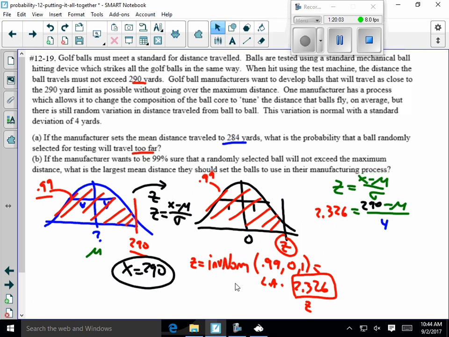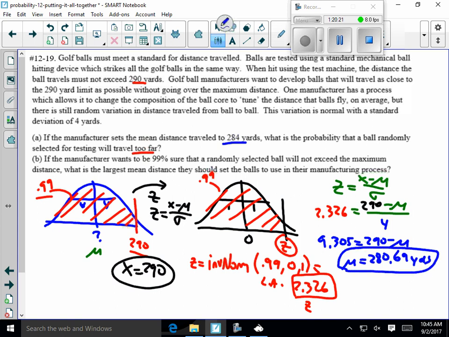So you could just algebraically manipulate that. It would turn out to be 4 times 2.326, which is 9.3054, equals 290 minus the mean. And when you solve for the mean, it turns out to be 280.69 yards. Okay, so we should tune the core of the ball to not have our distribution centered at 284, but to have it centered at 280.7 yards. Then the probability of having a ball be too large drops to only 1%.